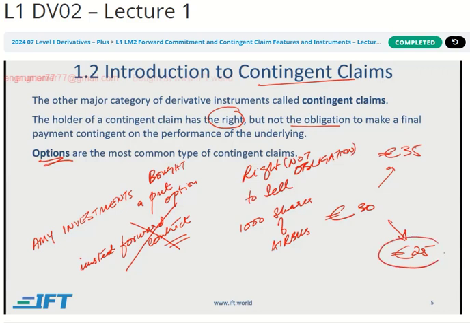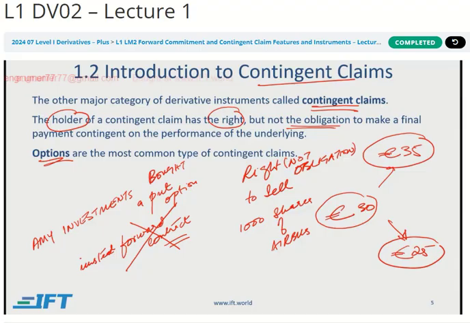Now, if the market drops to 25, then they would exercise their right of selling at 30. But if it goes up to 35, then they would not exercise their right to sell at 30, and they would rather sell at 35 in the market. So this is the difference between firm commitments and contingent claims: a contingent claim gives the holder the right but not the obligation to make a final payment contingent on the performance of an underlying.